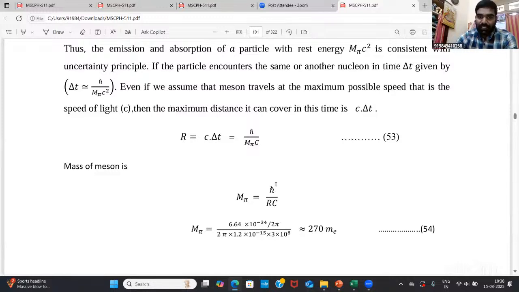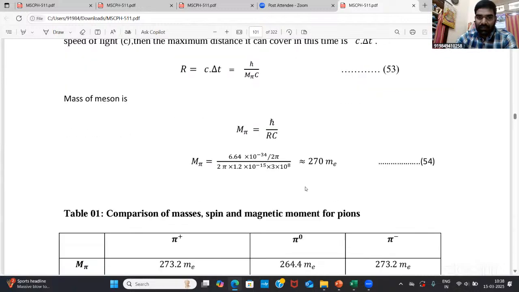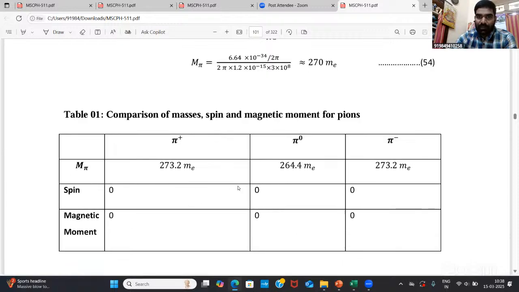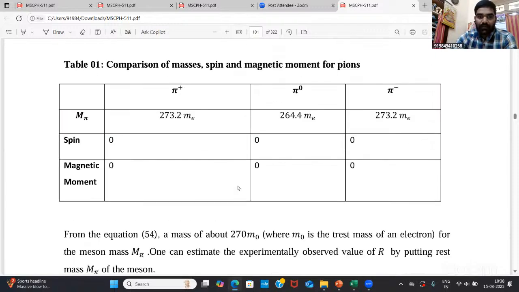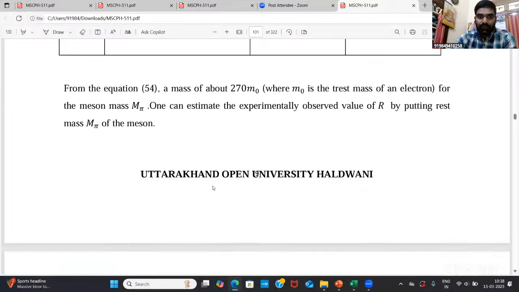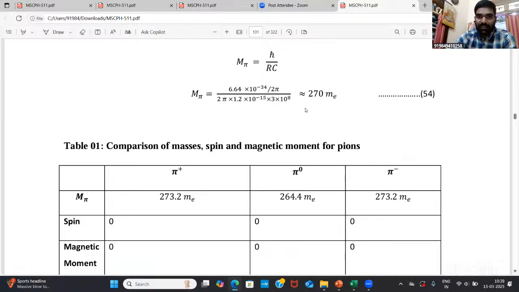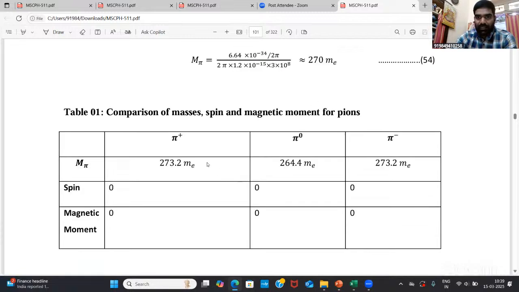Okay, m pi equals how much? H cross by rc, you can write. So from this equation, we can write m pi equals h cross by rc. These are all constant values. So we have taken the values and we got the value like this. These are the comparison of mass, spin, and magnetic moment of pions. So from this equation 54, we can say m pi has a mass of 270 times the mass of the electron, right?